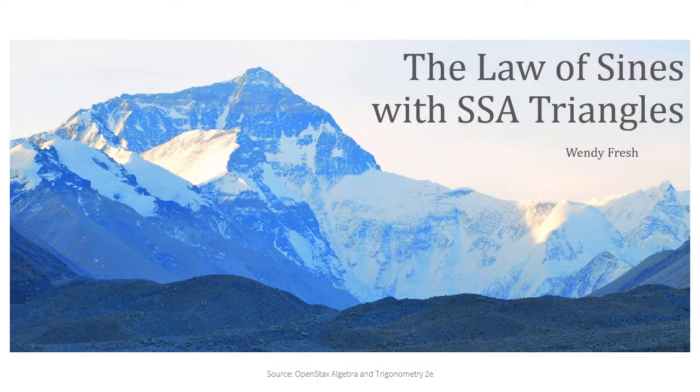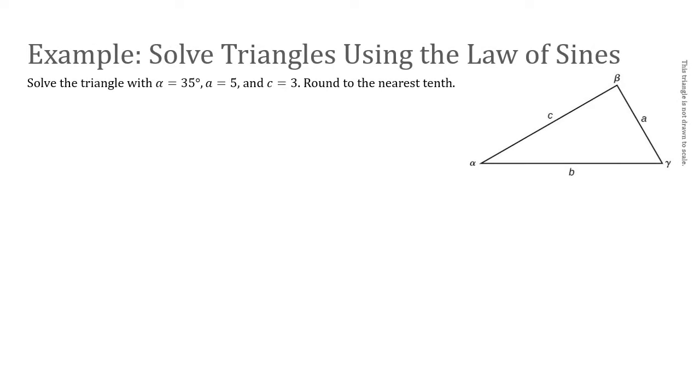In this section, we'll take a look at the law of sines using side-side angle triangles. So let's begin with an example. In this example, I'm asked to solve a triangle where we are being given that alpha is equal to 35 degrees. We're being given that the side across from it is equal to 5, and then we know a second side, C, equal to 3.